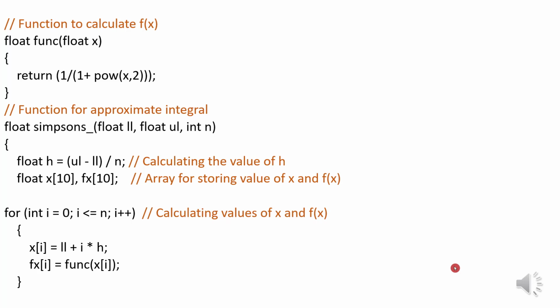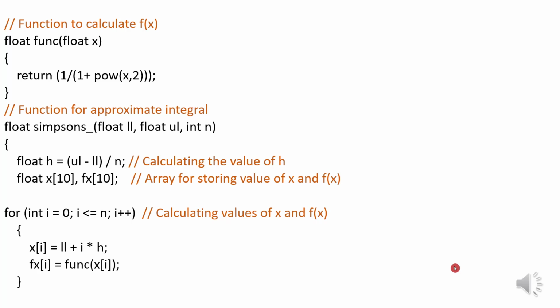To calculate the values of x and f of x, a for loop is used. For int i equal to 0, i less than or equal to n, i plus plus. x of i equal to ll plus i into h. fx of i equal to func x of i. At first, the value of i is 0, the condition is true. So, x of 0 equal to 0 plus 0 into 1. So, x of 0 contains the value 0.